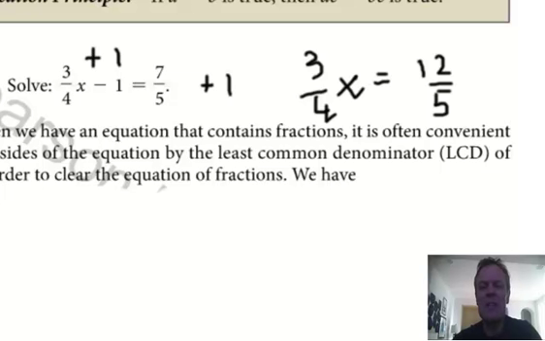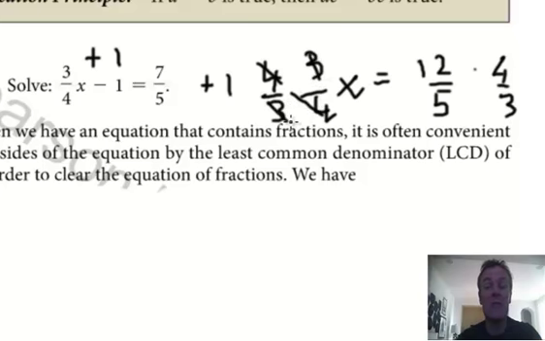Now, for those of you who remember this, to get rid of that 3/4, we use the reciprocal. If we multiply by 4/3, don't forget to do it to both sides. So multiply by 4/3. That's all we did. These all cancel, and you're left with the x.